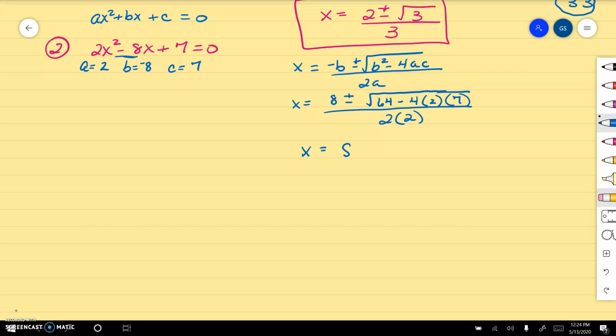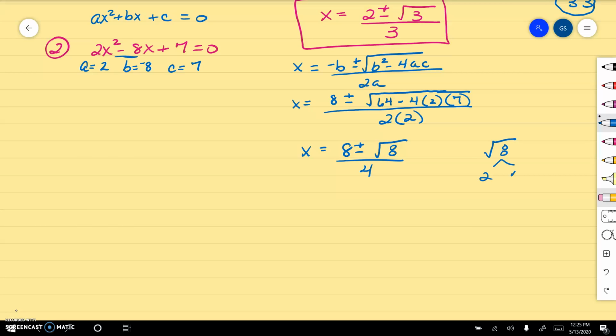Okay, x equals 8 plus or minus. So -4, I'm just figuring this part out. -4 times 2 is 8, and 8 times 7 is 56. So it's 64 minus 56. That's an 8. Look at this, lots of 8s here. All over 4. There is no perfect square for 8. 8 is not a perfect square, so we're going to break it down.